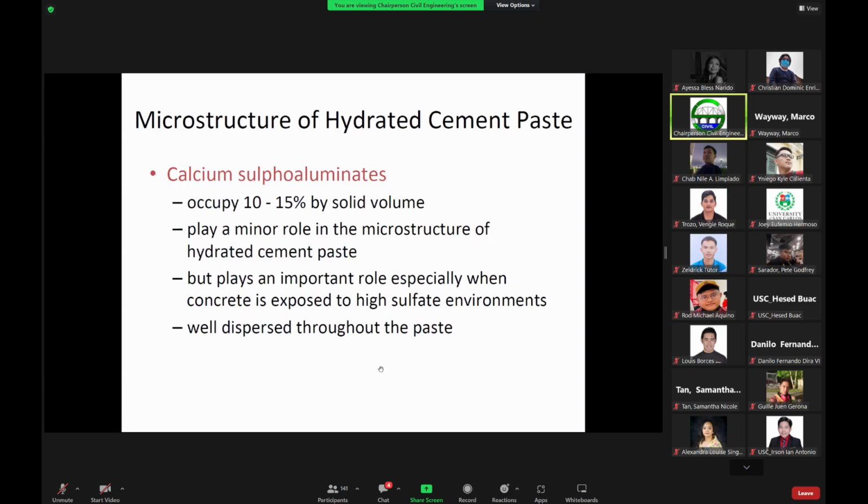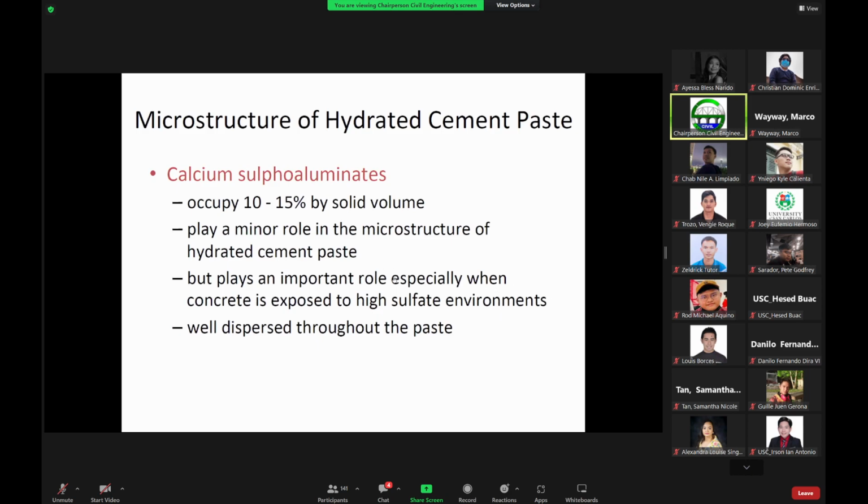Last hydration product, your calcium sulfoaluminates. This occupies 10 to 15% by solid volume. It plays a minor role in the microstructure of your hydrated cement paste. So this is your ettringite and your monosulfoaluminate. So they don't contribute much to the strength of your concrete, but they play an important role when your concrete is exposed to high sulfate environments.